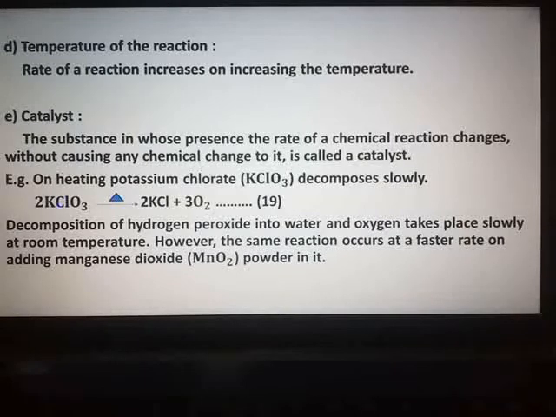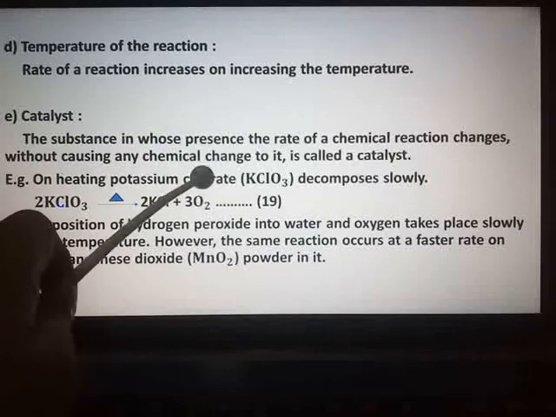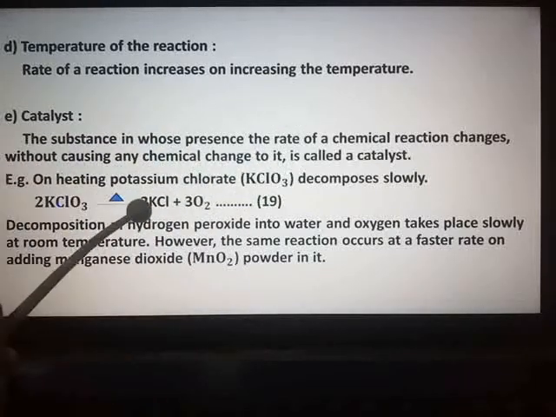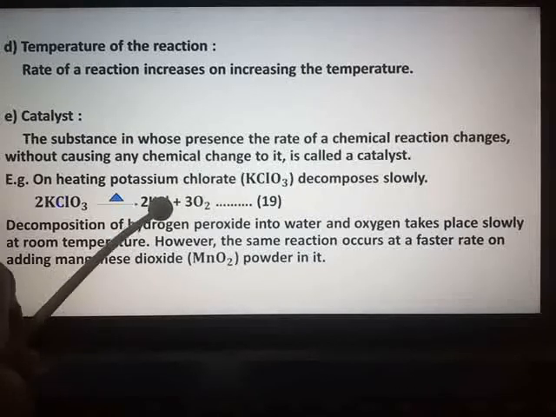Similarly, a catalyst is a substance which is added in a chemical reaction to speed up the rate of the reaction, but that substance does not interfere in the reaction. Such a substance is called a catalyst. An example is, on heating potassium chlorate, that is KClO3, it decomposes to form KCl, that is potassium chloride, with the liberation of oxygen.